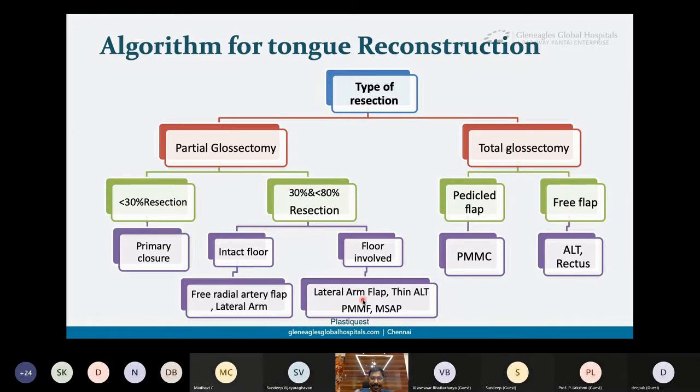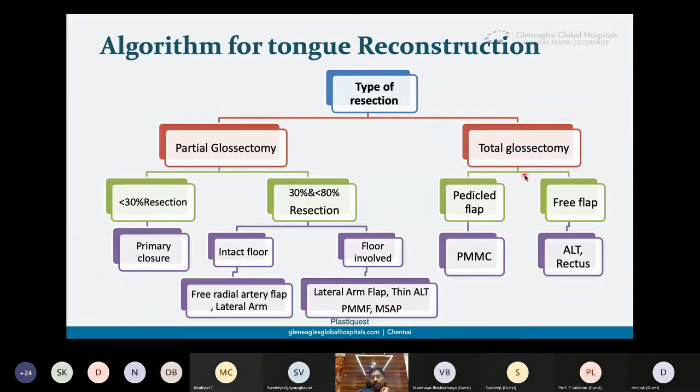In such a case, either a lateral arm, a thin ALT, an MSAP, or even a pectoralis major, because when it's a very small floor defect, we will not have space for the entire pectoralis major muscle with skin. So in such a case, only a muscle will be sufficient to cover the floor and plug the hole. It's just a muscle flap, pectoralis major muscle flap.